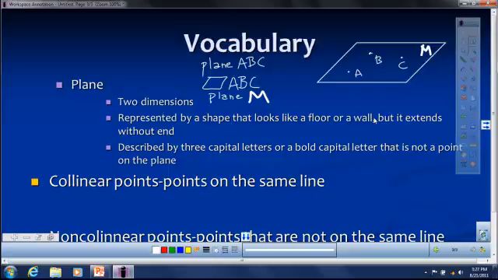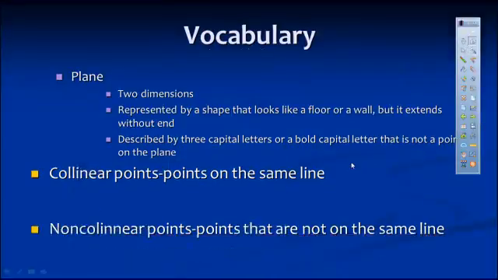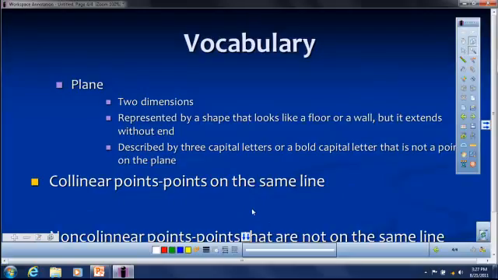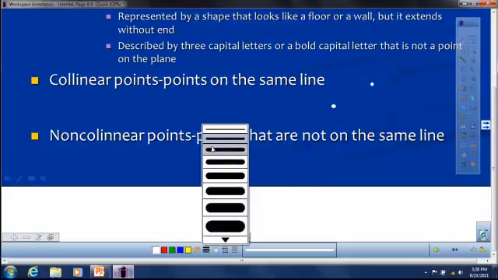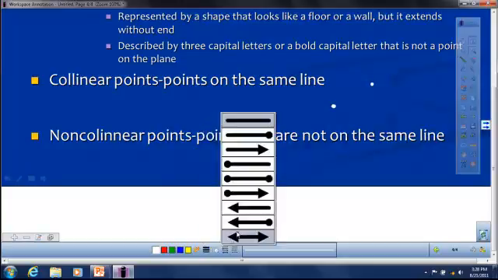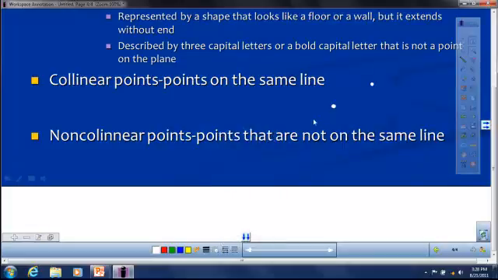Next, we're going to talk about collinear points and non-collinear points. Collinear points are points on the same line. Non-collinear points are points that are not on the same line. So this is pretty easy to understand, I think. If I was to draw collinear points, we can draw 2 points, and those 2 points will always make a line. So if I draw a line, that hopefully goes through both.